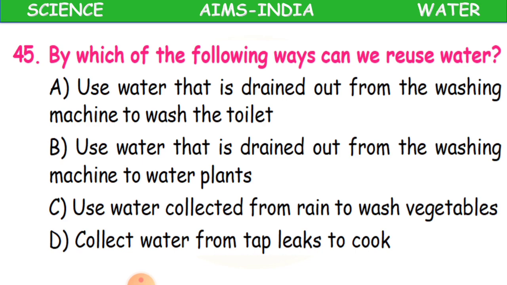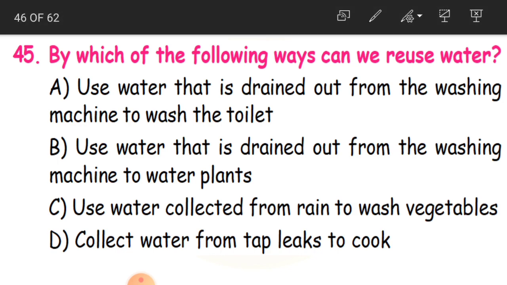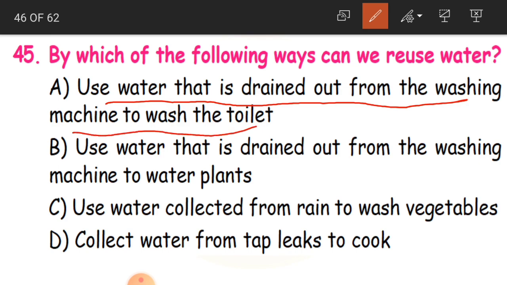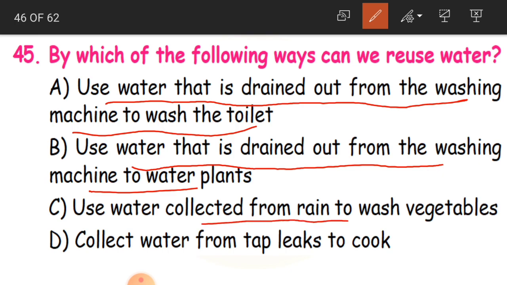45th question, children. By which of the following ways can we reuse water? Already used water, again we are using it in a different way. So which is the best way here? Let us see. A option is use water that is drained out from the washing machine to wash the toilet. B, use water that is drained out from the washing machine to water plants. C is use water collected from rain to wash vegetables. D is collect water from tap leaks to cook.